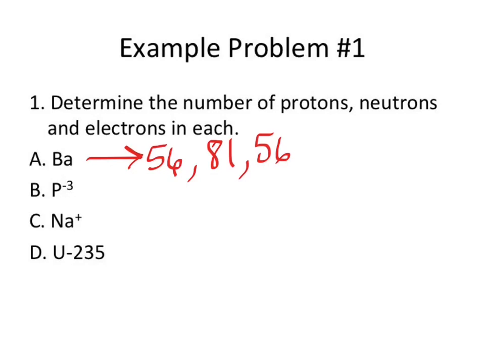Okay, phosphorus. What is the number of protons for phosphorus? 15. How many neutrons does it have? 16, because it's 31. And how many electrons does it have? It's a minus 3 charge, so 18.